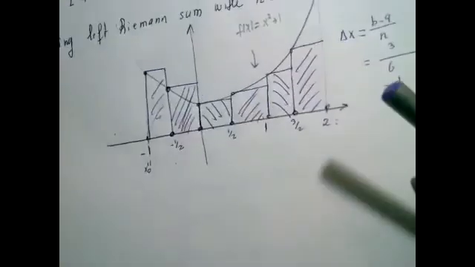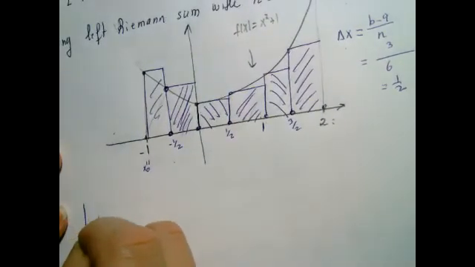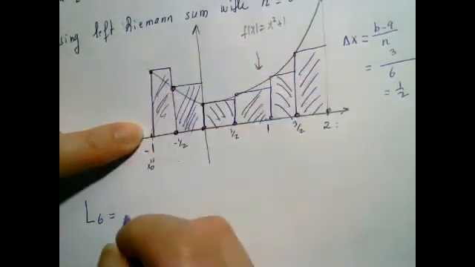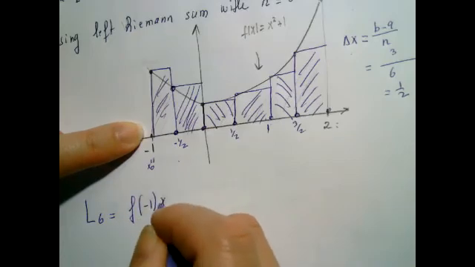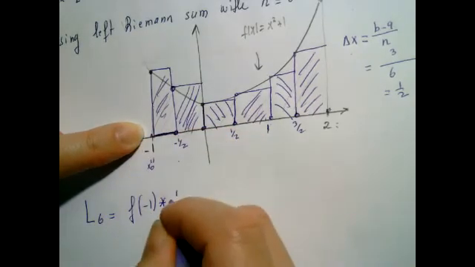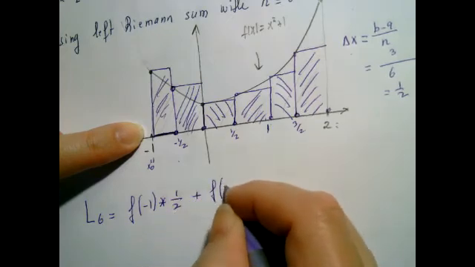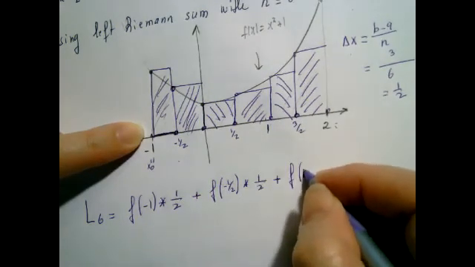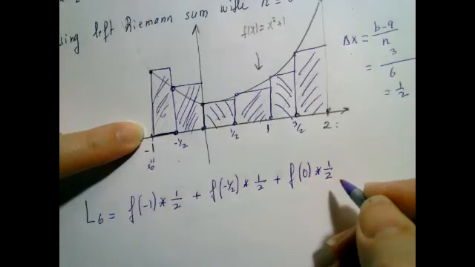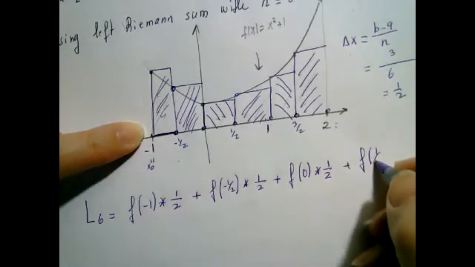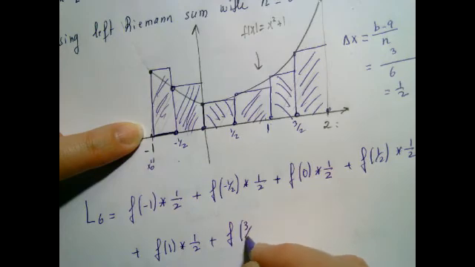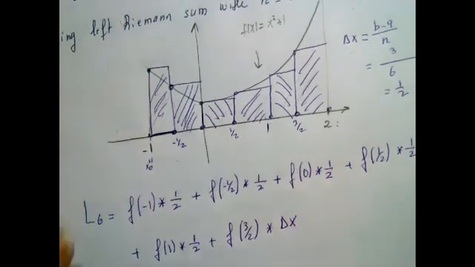Now, the left sum, so I need L6. Again, I look at my picture and I proceed. As you realize, I'm really relying on the picture, so the area here is the value of the function at -1 times the width, that's a half, plus the value at -1/2 times a half, the value at 0 times a half, the value at a half times a half, plus, I'm looking at my picture and that's how I'm writing everything, plus my last one is at 3/2. Okay, that is equal to.